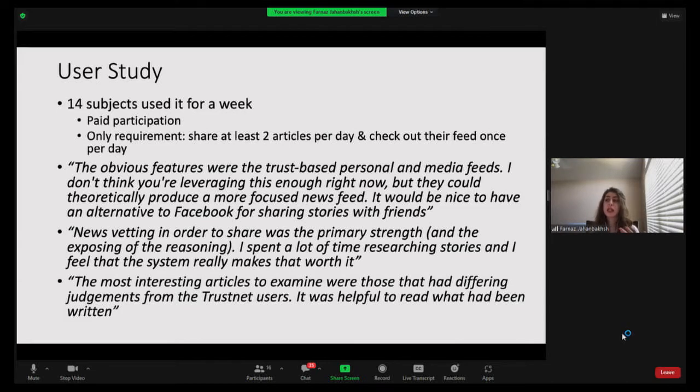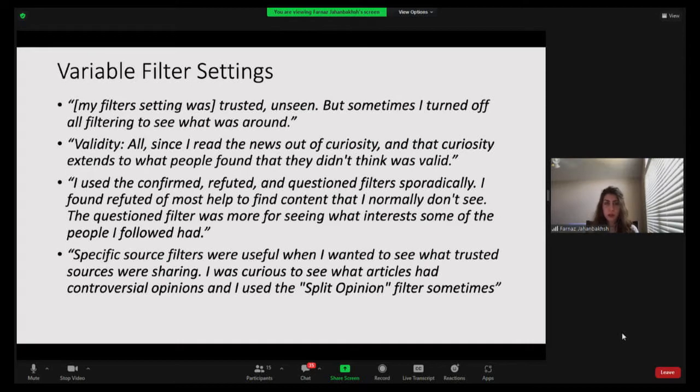So we found that users actually valued the affordances that the system was offering, including the trust-based feeds, the vetting of posts before sharing, and also having the filters to seek out different posts depending on how they were assessed. We found that users used different filter settings, and some people set it such that they would only ever see content that was confirmed by their trusted sources, and some chose to have everything in their feed, but nevertheless appreciated that they could get indications of content credibility, the assessments on the posts. And some specifically sought out posts that had disagreements on them by the people they trusted.